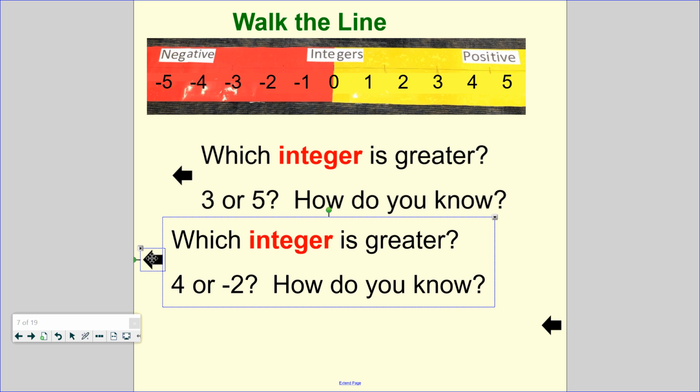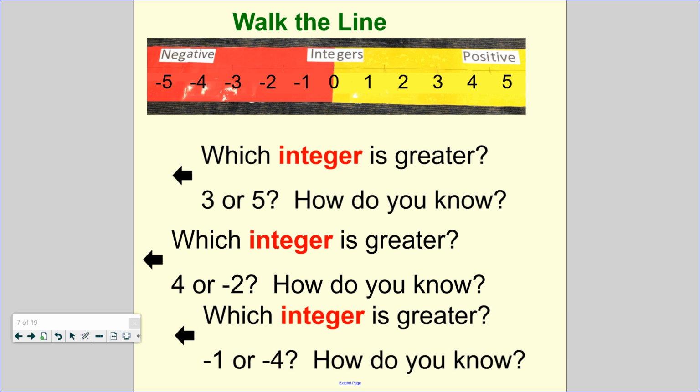Which integer is greater, 4 or -2? Well, here's 4 spaces. Here's -2. So is it because 4 is 4 spaces from 0 and -2 is only 2 spaces? Is that why it's greater? Or is positive always greater than negative? Which integer is greater, -1 or -4? Here's -1, here's -4. Well, this is 4 spaces from 0 and this is 1 space. So I mean -4 must be greater.